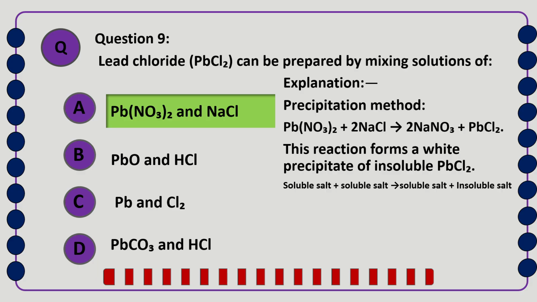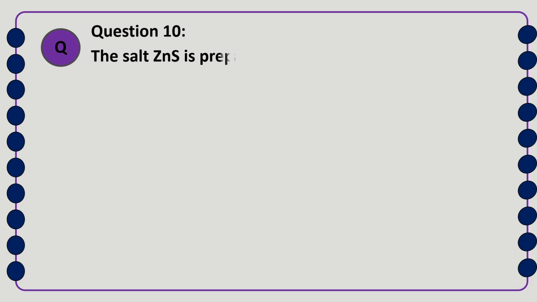To understand precipitation, students, you should know that when two soluble salts, of lead and chloride, mix, they will give you a soluble salt and an insoluble salt. If you don't know, kindly revise this once from chapter 3. Let's proceed with question number 10.